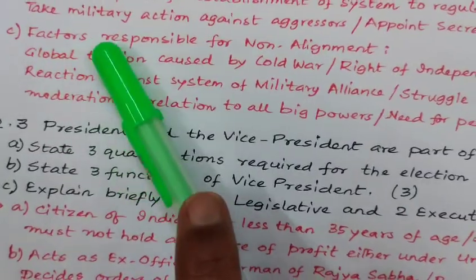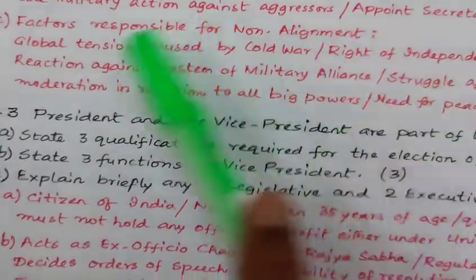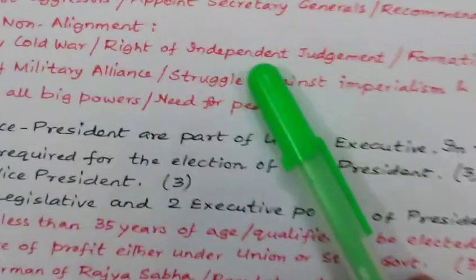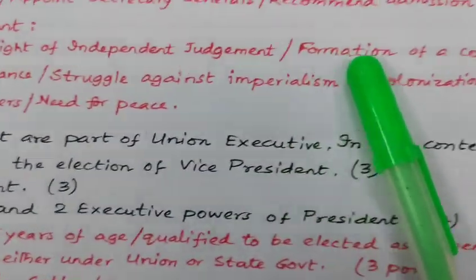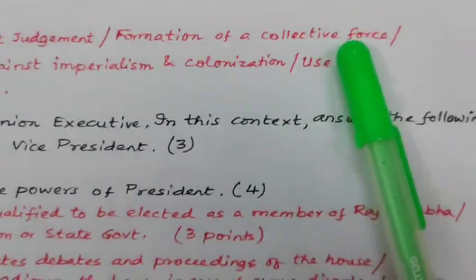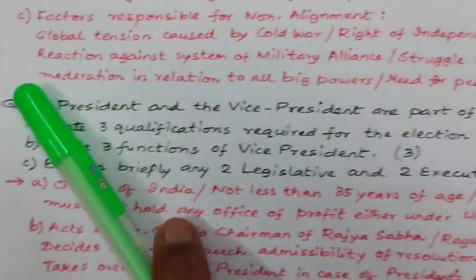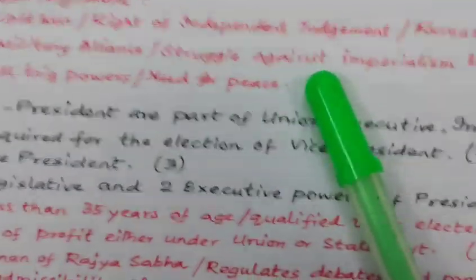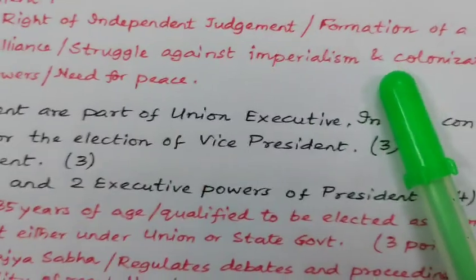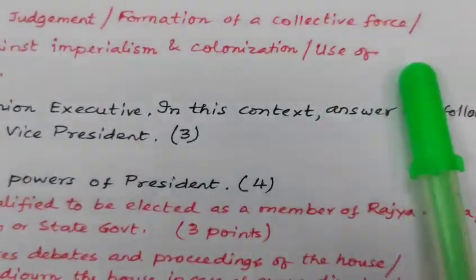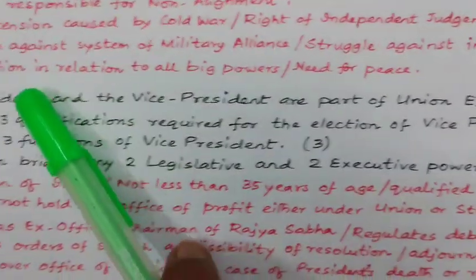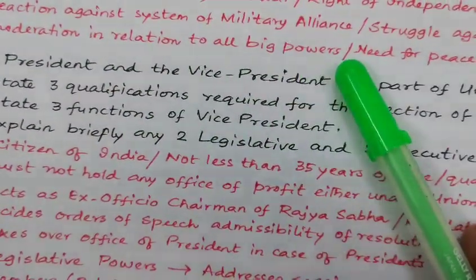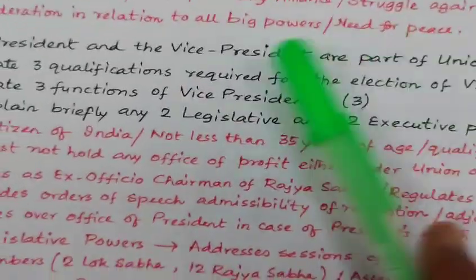Now C is the factors responsible for NAM. Global tension caused by the Cold War, a right of independent judgment, or formation of a collective force, or reaction against the system of military alliance, or struggle against imperialism and colonization, or use of moderation in relation to all big powers, or need for peace.